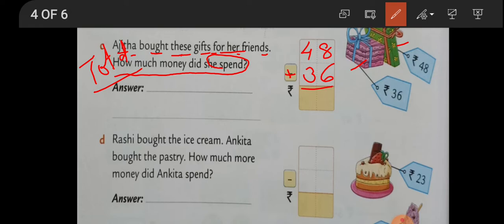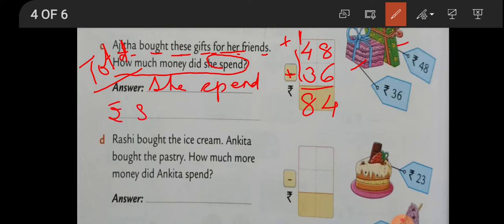8 in mind. Come on, do it. 8 in mind, 6 fingers up. Put your 6 fingers up, beta. Very good. Come on, forward counting after 8: 9, 10, 11, 12, 13, 14. So 4 and plus 1. Now first you add 4 plus 3, beta. 4 in mind, 3 fingers up, forward counting after 4: 5, 6, 7. Now I cannot write 7, because we have taken one up. Isn't it? Regrouping, borrow, carry over. So we add that also, so 7 plus 1 will give you 8. So it's a total of 84. So how much money did she spend? She spent rupees 84.